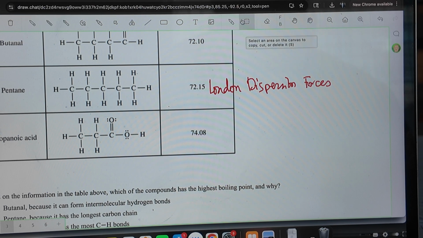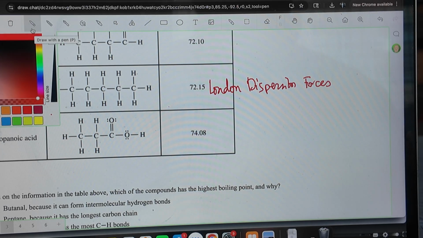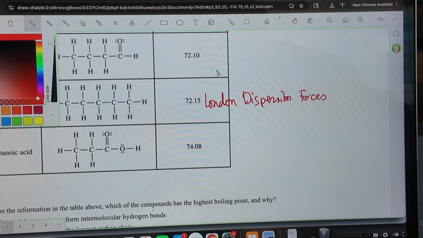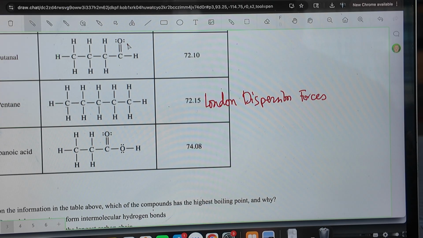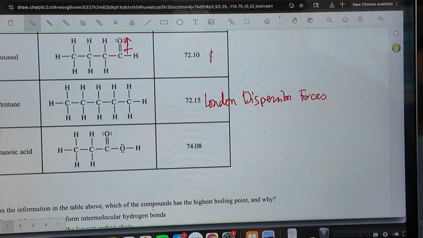The butanol is polar, right, because of that oxygen. That electronegativity creates polarity. So it has both dipole moments and London dispersion forces.